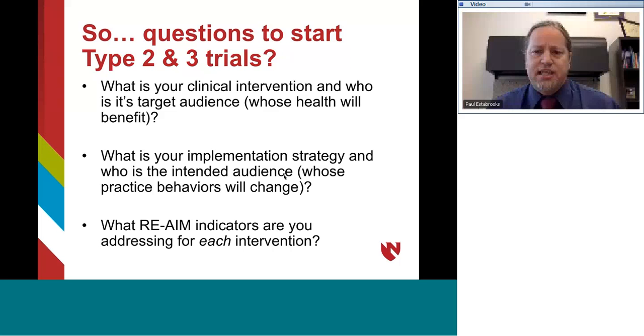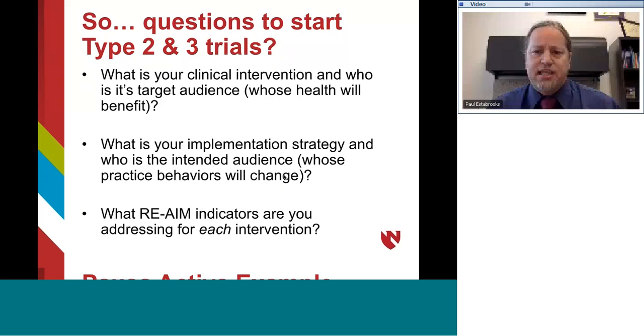And then the second question you might ask is how you define your implementation strategy and who's the intended audience for that. In this case, the intended audience is usually those whose practice behaviors you intend to change. So it's not that their health is going to benefit, but that their practice, or the way that they interact with patients or participants, will change. And then the last question is, what RE-AIM indicators are you addressing for each intervention? I think sometimes where there's some confusion in the RE-AIM literature is when folks do studies where they're testing an implementation strategy and a clinical intervention, but they pull both of those together within their RE-AIM indicators.